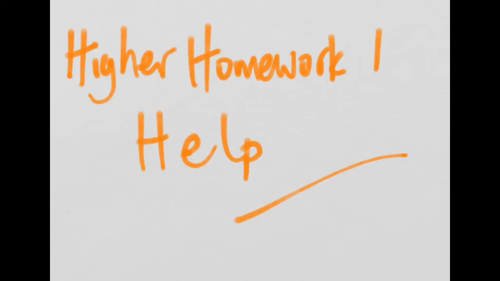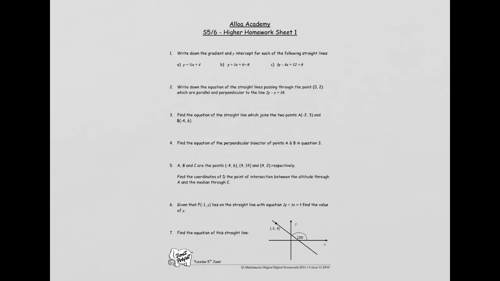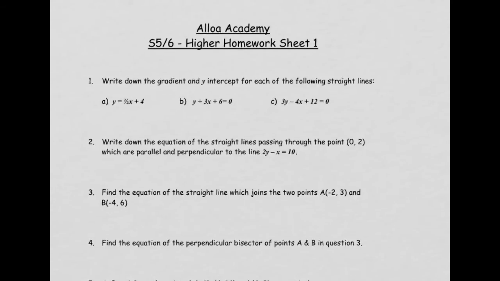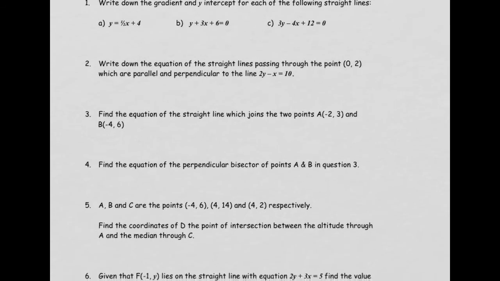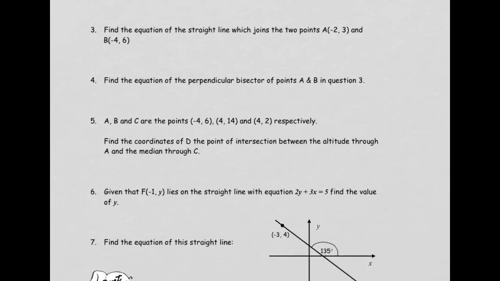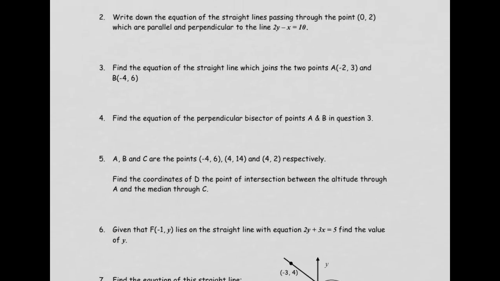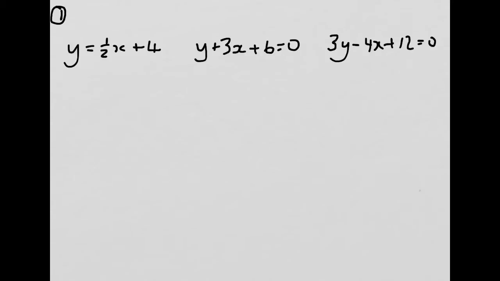Okay, here we go, some help, some hints for the first hire homework sheet. For those of you who don't have the sheet, here is a copy of the questions. First question asks us to write down the gradient and the y-intercept for each of the following straight lines.